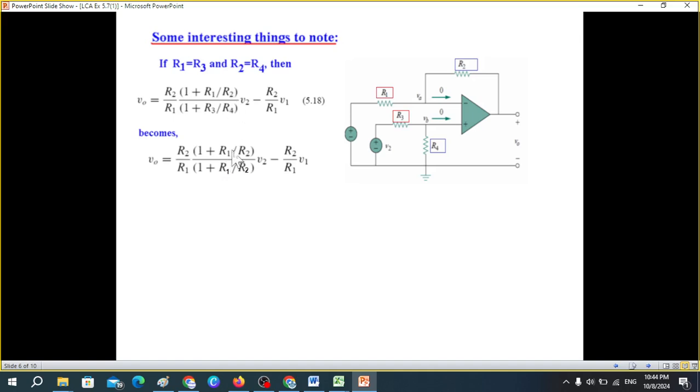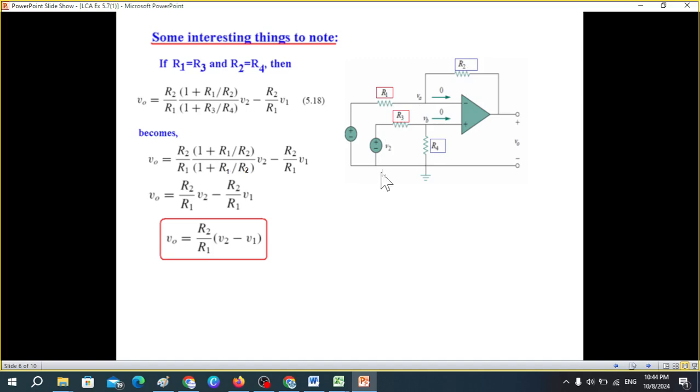So R1, R2 remains same. R3 will become R1 here. R4 will become R2. So this term, and now numerator, denominator same, so they'll get cancelled. So we have R2, R1, V1, V2 minus R2, R1, V1. We take common R2, R1, so we get this answer. So this answer is when we take R1 equal to R3 and R2 equal to R4.